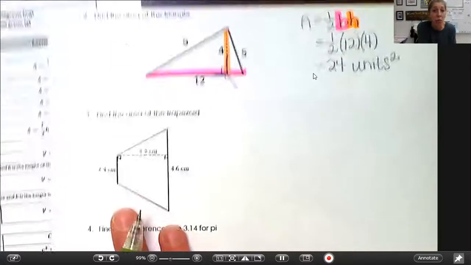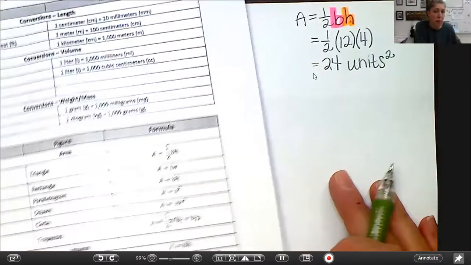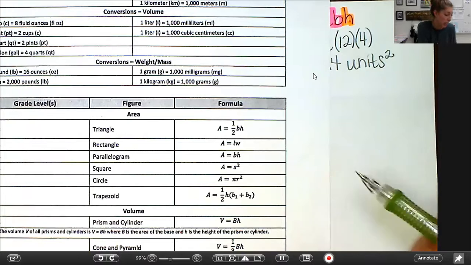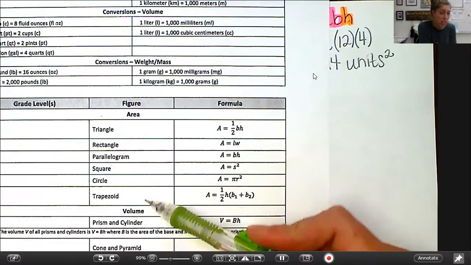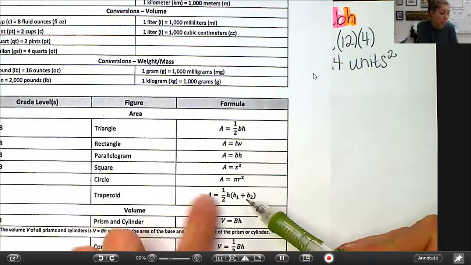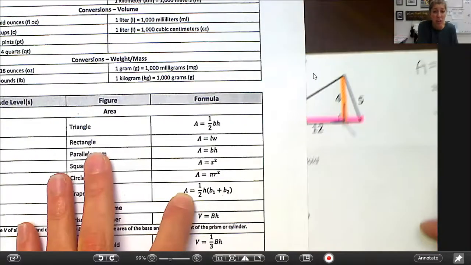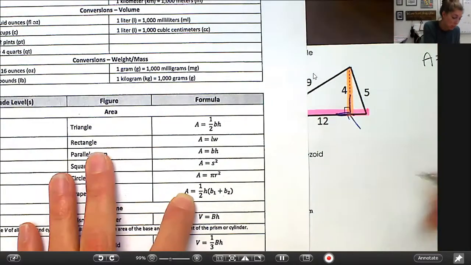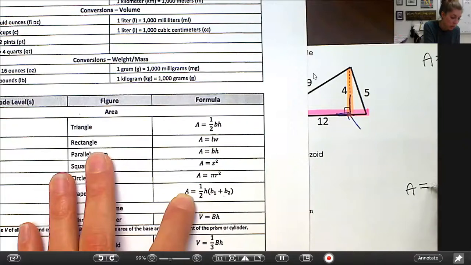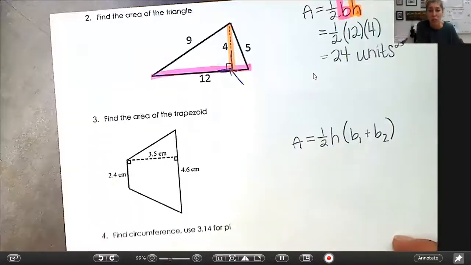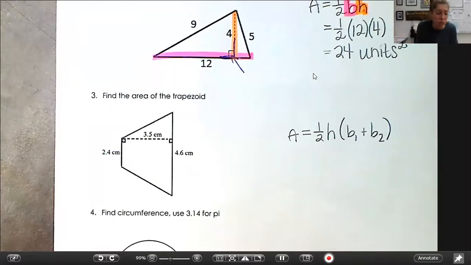Okay, so the area of a trapezoid. Again, I look at my formula sheet and I need to find area of a trapezoid. We go down here, right? Now this one looks pretty intense. I know that this one might not be one that you know off the bat with those letters, which is exactly why we're going over it. Half the height times base 1 plus base 2. That's what those B sub 1 and B sub 2 mean.